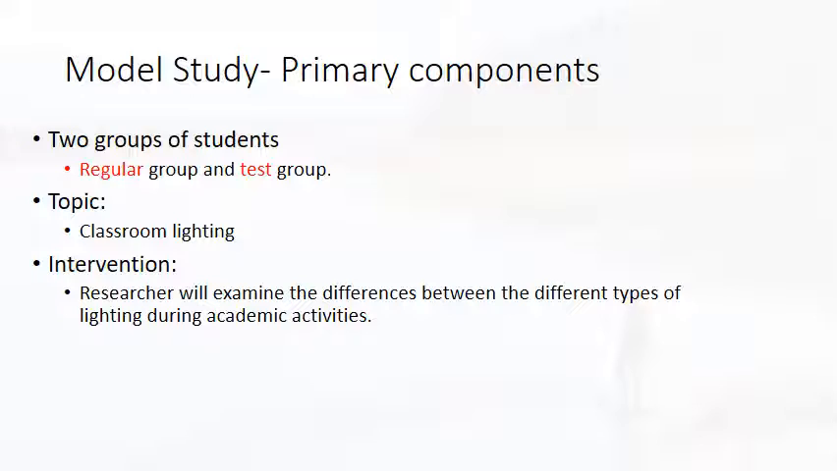Oh, so in the last slide, I spoke about how I'm going to match the preferences for an opportunity to learn for some sort of environmental change. And what is that environmental change going to be? I decided, because it's in the instructional domain, that it's going to be the lighting of the classroom. That's the highlighted words in the slide before. That is going to lead into now, well, how am I going to study that classroom lighting? And then the intervention is the last one. The researcher will examine the differences between the different types of lighting during academic activities.